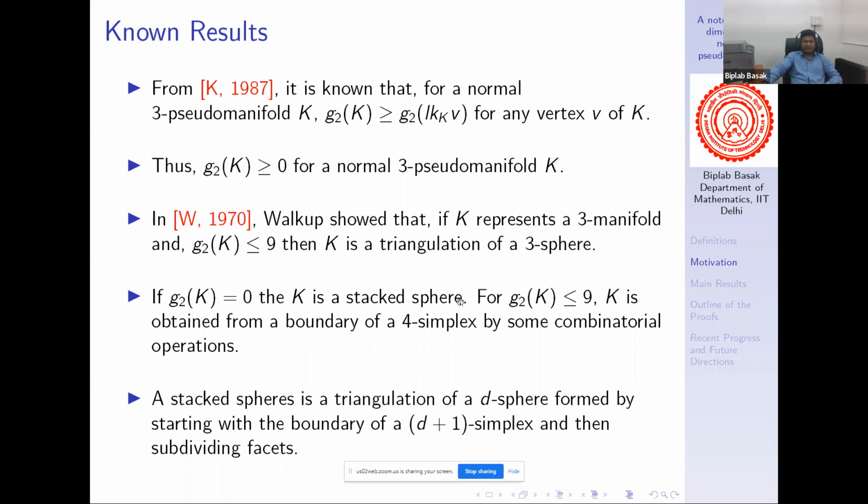Okay, so what is a stacked sphere? A stacked sphere is a triangulation of a D sphere formed by starting with the boundary of a D plus one simplex and then subdividing facets. In other words, you can take some number of D plus one simplices and stack them together through a D face. Then the resulting complex will be a D plus one ball. If you take the boundary of that D plus one ball, that will be a stacked D sphere. You will see this in terms of examples.